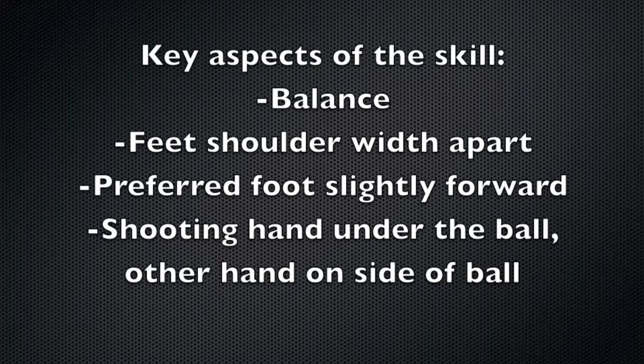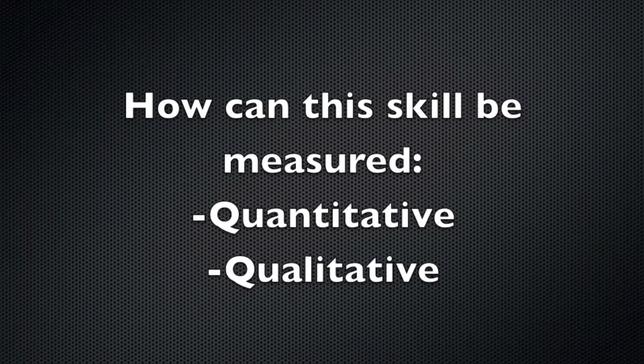Key aspects of the skill include being balanced with your feet shoulder width apart, having your preferred foot slightly in front of the other. The shooting hand should be under the ball while the other hand only acts as a support to guide the ball when shooting. When assessing the skill, it can be measured both qualitatively and quantitatively. Qualitative data can be obtained from an observer making notes on the technique used, while quantitative data can be recorded with figures, for example, how many shots out of 10 were successful.